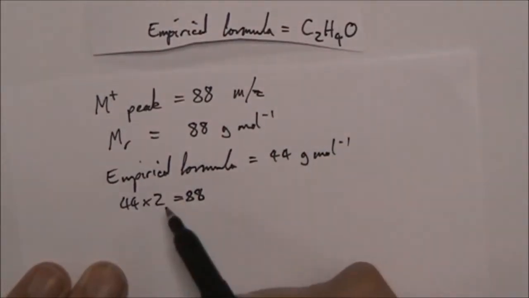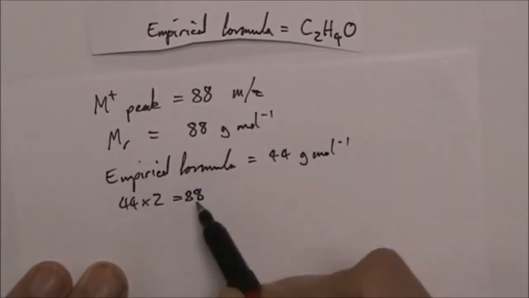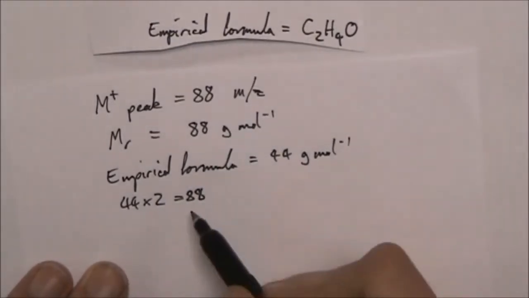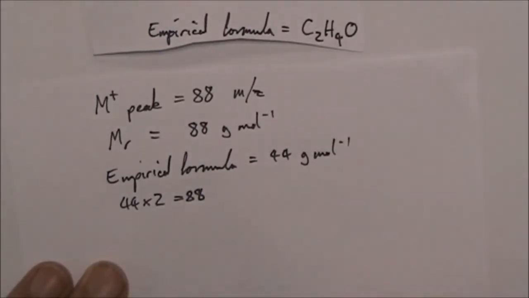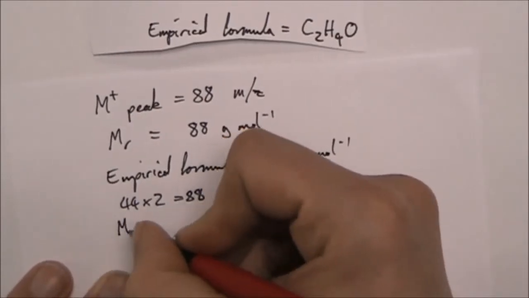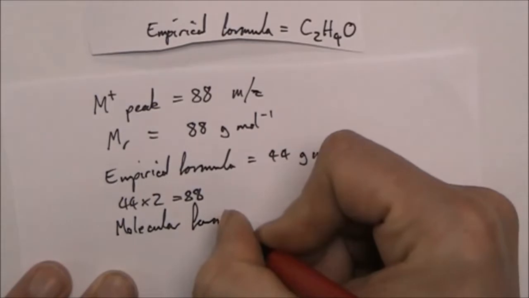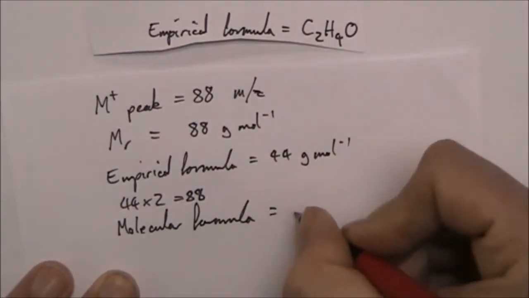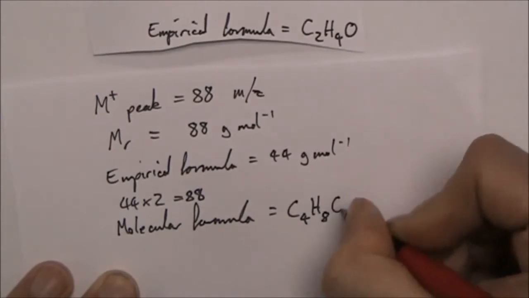Now I'm putting that in. You've got to put that in because we're going to link this empirical formula here with this relative mass here. We've got to say that it's 2 times the empirical formula. That's got to be written in here. Okay, so molecular formula equals C4H8O2.